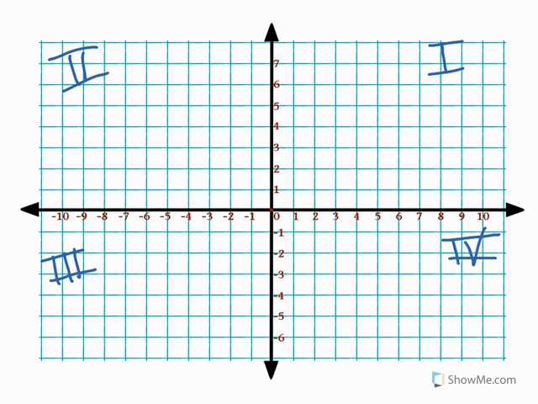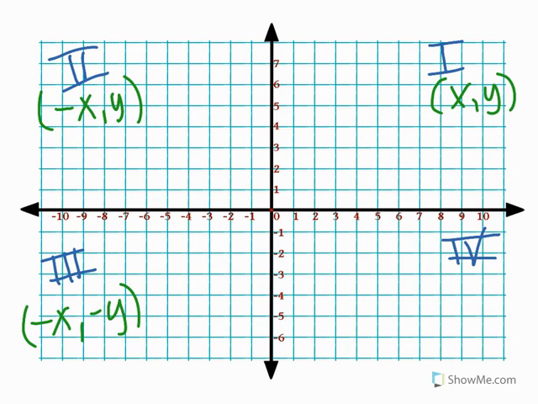And if you're talking about the x and y coordinates, quadrant 1 is going to have a positive x and a positive y. Quadrant 2 is going to have a negative x and a positive y. Quadrant 3 is going to have a negative x and a negative y. And then quadrant 4 is going to have a positive x and a negative y.